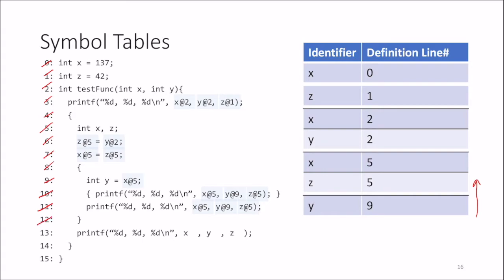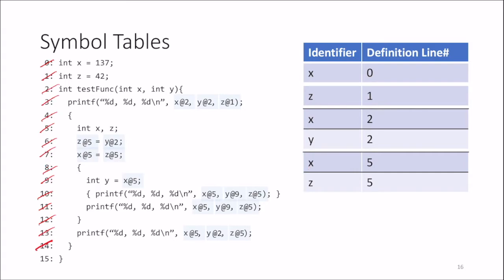Now we go to line 12, and you can see a scope is ending over there because of the closed curly bracket. So that scope goes away. The definition of Y at line 9 goes away. Then we go to line 13, and now we look for the closest X, Y, and Z. And you can see that the definitions here are from line 5, line 2, and line 5 again. Now we go to line 14. In line 14, we see that another scope is going out of scope, so we are going to get rid of the definitions of X and Z in line 5, because that close bracket finishes that block. That scope goes away.